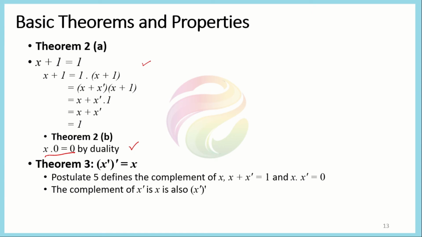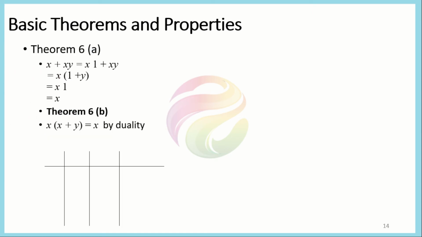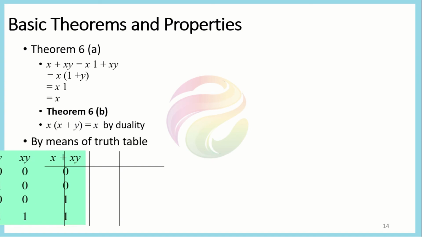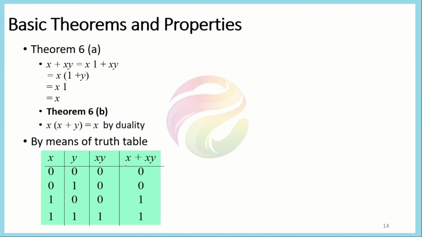Then we have the complement thing that we have already defined, that if you twice take the complement of a number, it will always result in the same number again. Then we can also prove theorems 6a and 6b in a similar way. We can also represent them in truth table form.